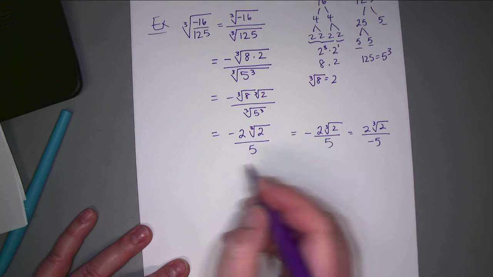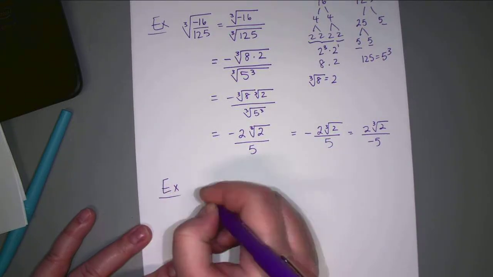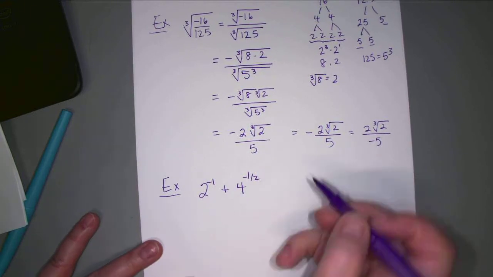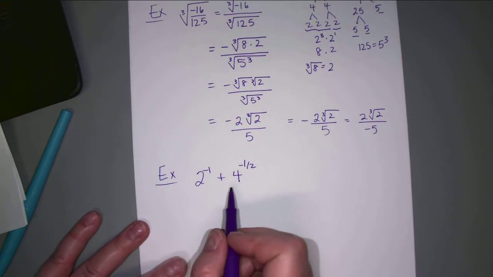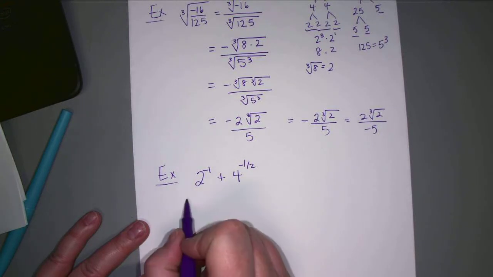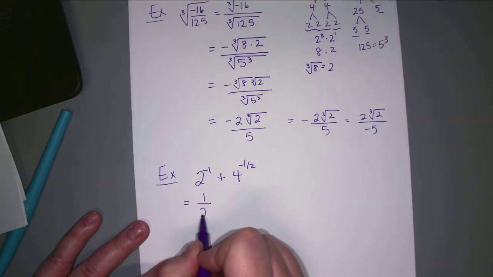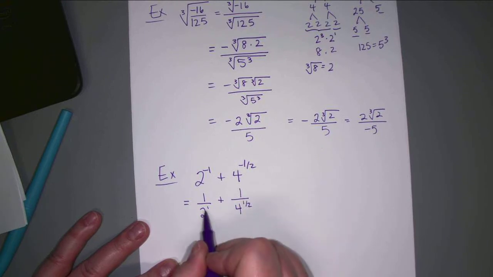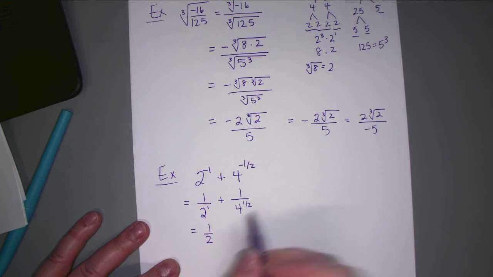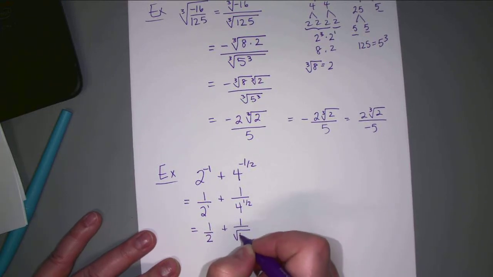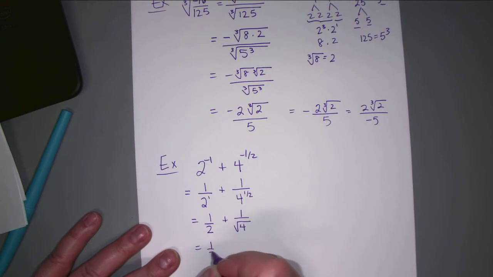Okay, so let's look at some negative exponents and fractions. So negative exponents mean that we have 2 to the negative 1 is the same as 1 over 2 to the 1, and this would be 1 over 4 to the positive a half. You don't need to write over 1, but 4 to the half is the square root of 4, which is 2, so we have 1/2 plus 1/2, which is 1.